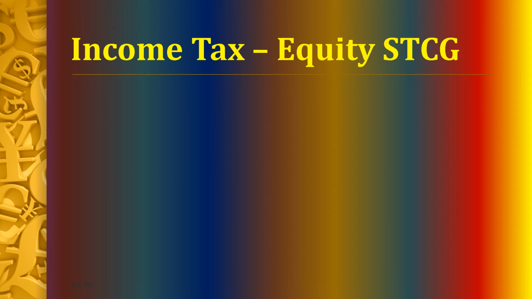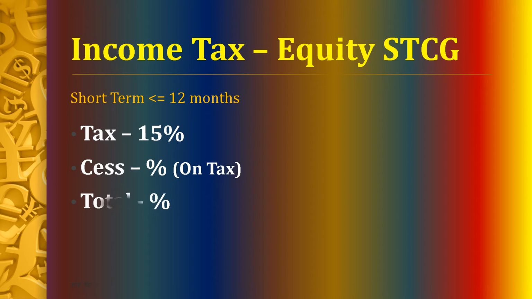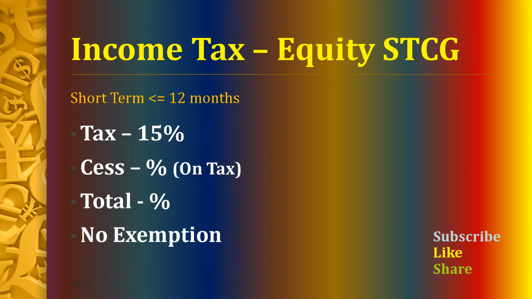In terms of equity, let us see how the short-term capital gain is calculated for your investment of less than 12 months. You will need to pay a tax of 15% on your gain. In addition, there will be a cess. As of now, the cess is 4% based on the tax amount, not on the entire gain. So roughly it should come to around 15.6% as of now, and there is no exemption on this gain.